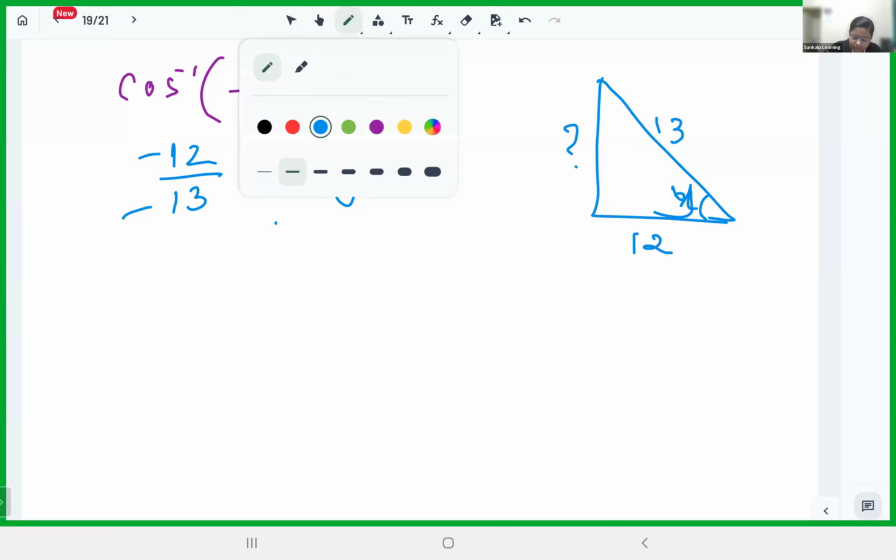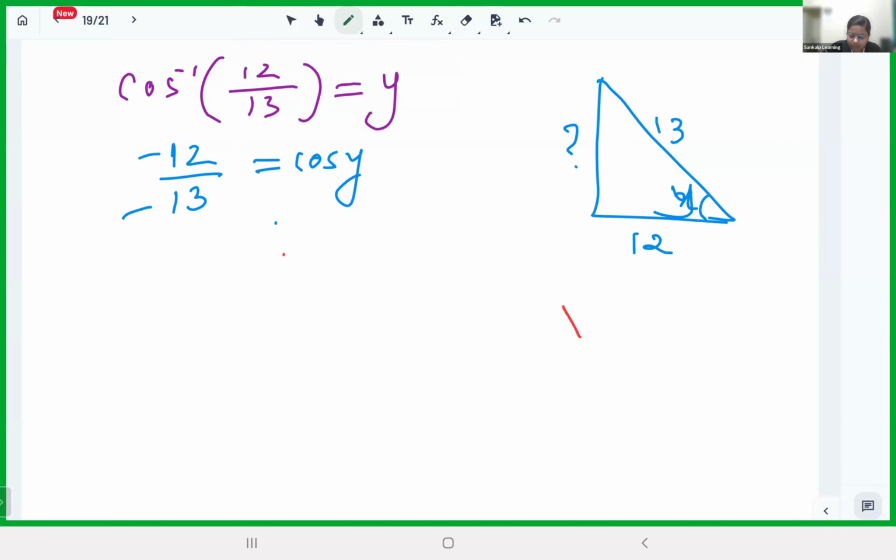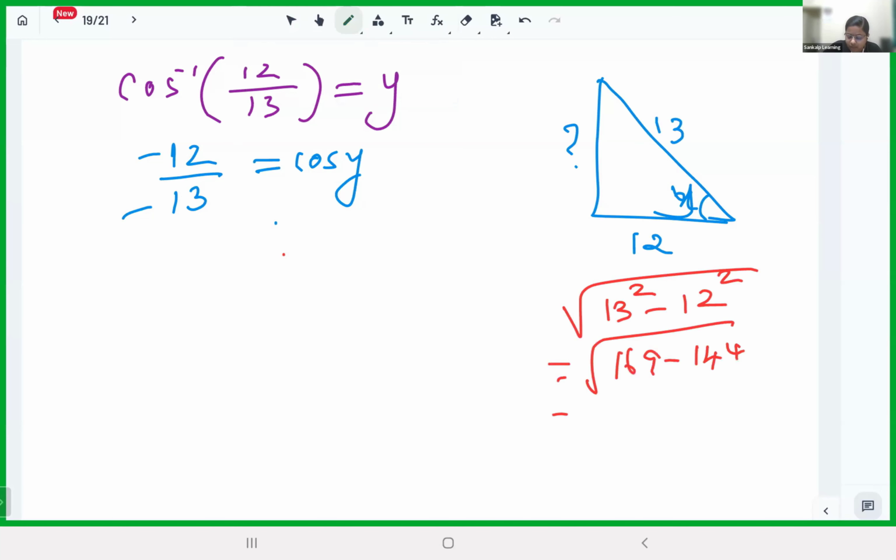How will you find that side? By using Pythagoras theorem. That is, 13 squared, hypotenuse squared, minus base squared, which is equal to root of 169 minus 144. That is equal to root of 25, which is equal to 5. So this value is 5.